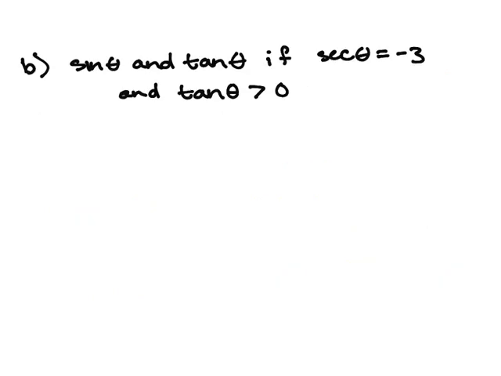We want to find sine theta and tangent theta if secant theta is negative 3 and tangent theta is positive. Okay, now if secant theta is negative 3, secant goes with cosine, so cosine would be negative 1/3, right?